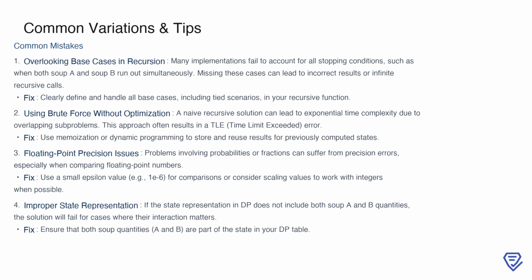When solving this problem, there are some common pitfalls to watch out for. First, overlooking base cases in recursion can lead to incorrect results or even infinite recursion. For example, if you forget to handle the scenario where both soup A and soup B run out simultaneously, your solution might fail. To address this, make sure to clearly define and handle all stopping conditions in your recursive function.